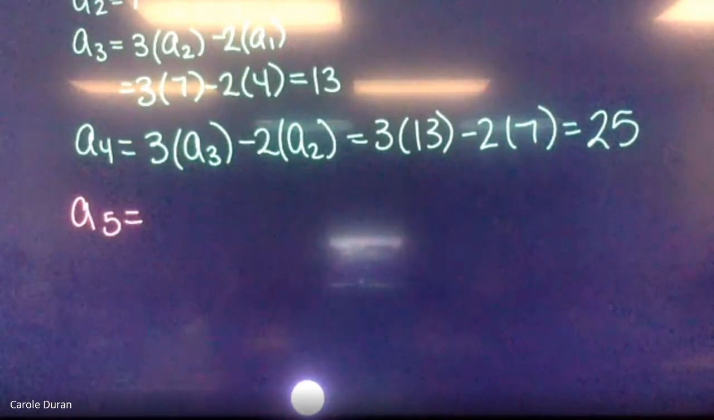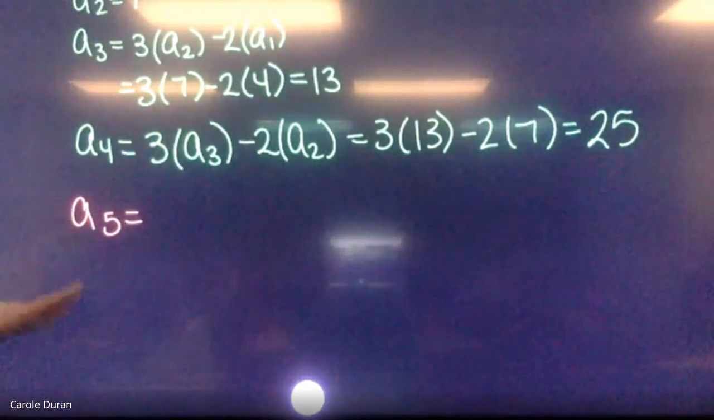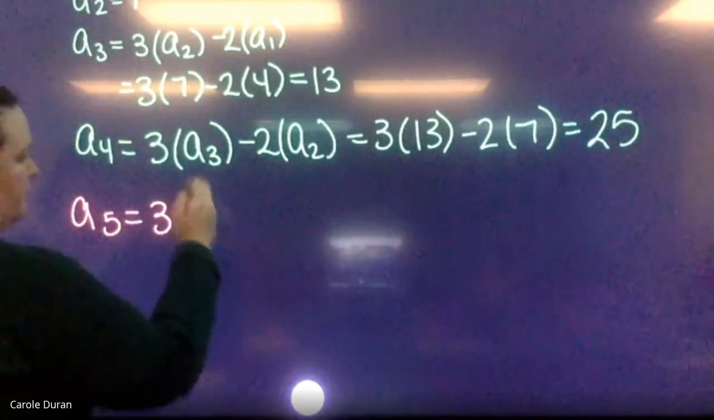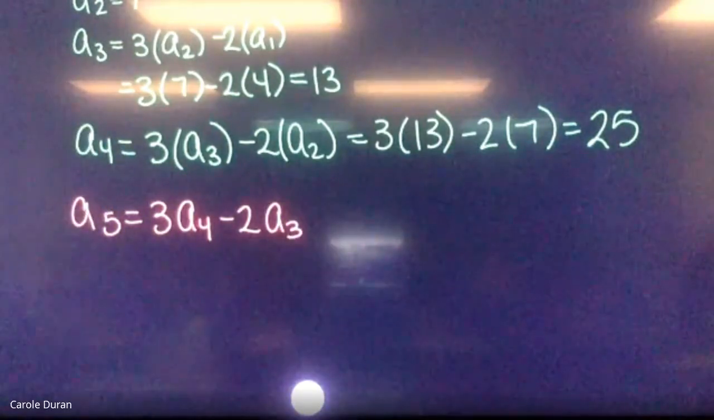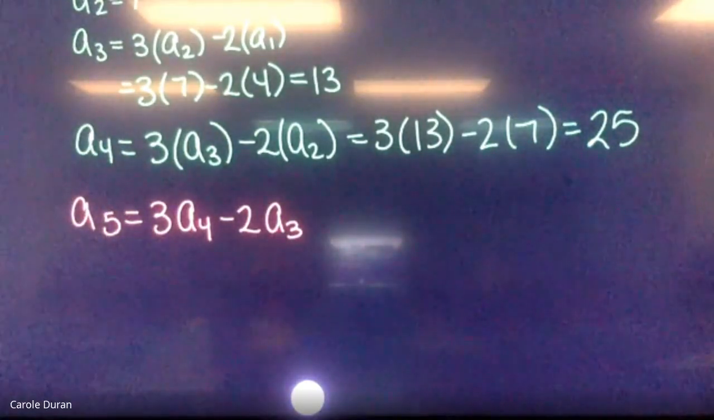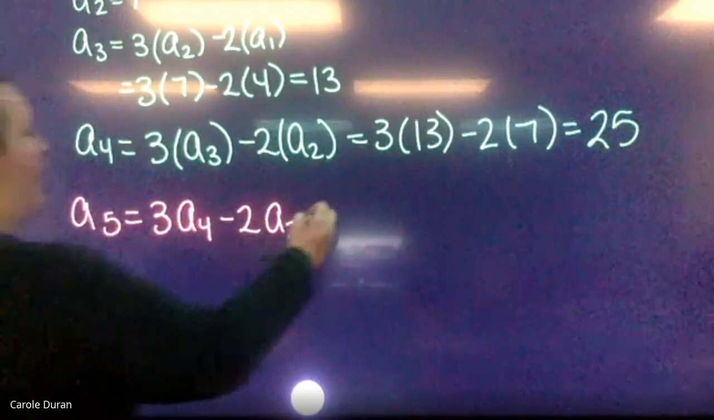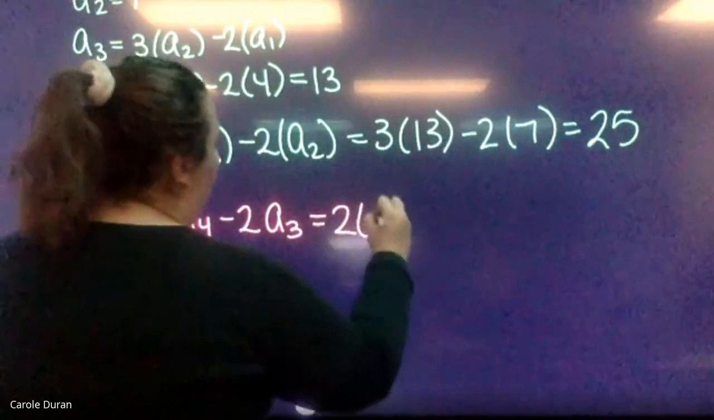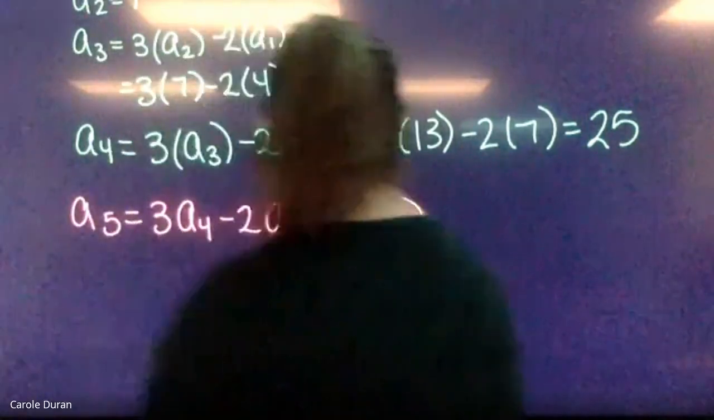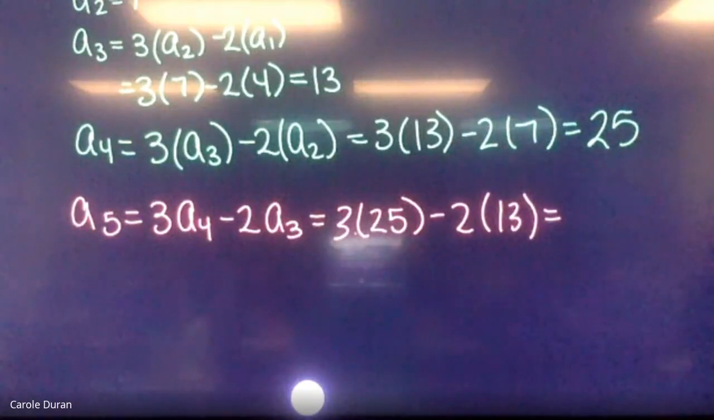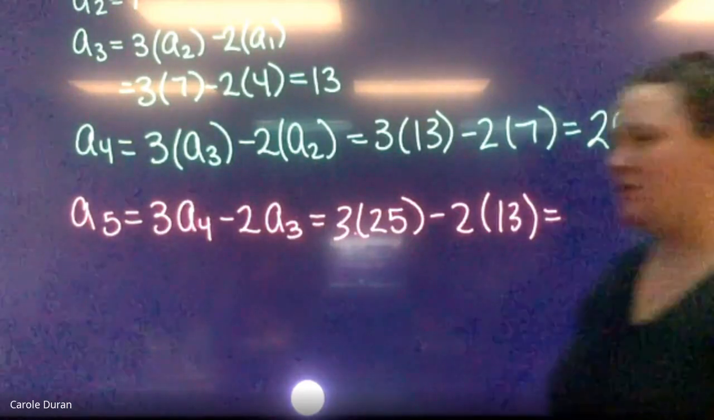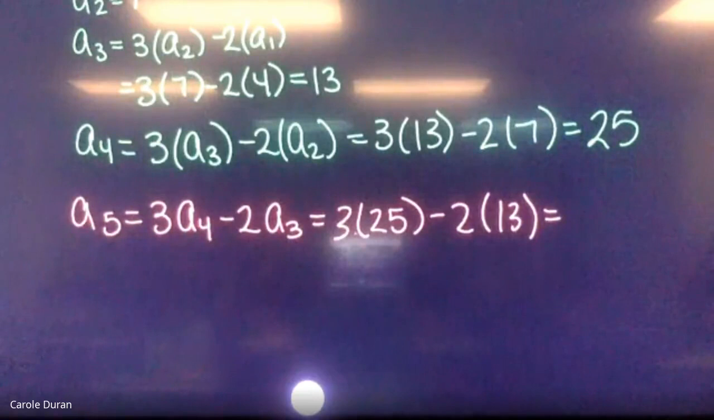So A of 5 here, 5 is K. So K minus 1 would be A4. And then K minus 2 would be A3, because 5 minus 2 is 3 and 5 minus 1 is 4. There's a pattern here. So I start filling in the values. A of 4 was 25. Oh, it's a 3, not a 2. A of 3 was 13. And then I just do the math. What's that one gonna be? 49. I can't do basic things.